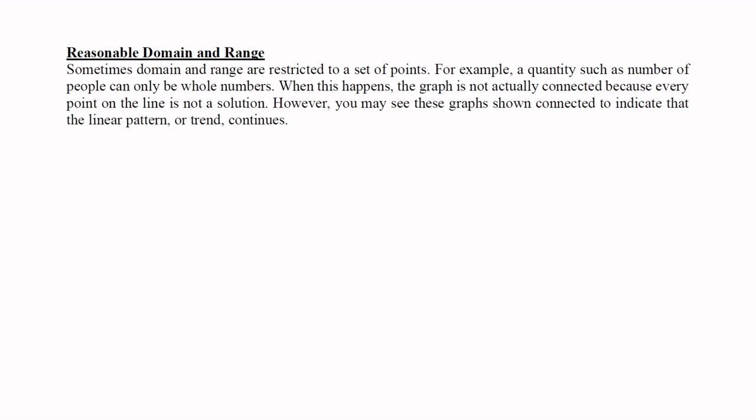Sometimes domain and range are restricted to a set of points. We've talked about this before. Quantities such as a number of people can only be whole numbers. When this happens, the graph is not actually connected because every point in the line is not a solution. However, you may see these graphs shown connected to indicate that the linear pattern or trend continues.